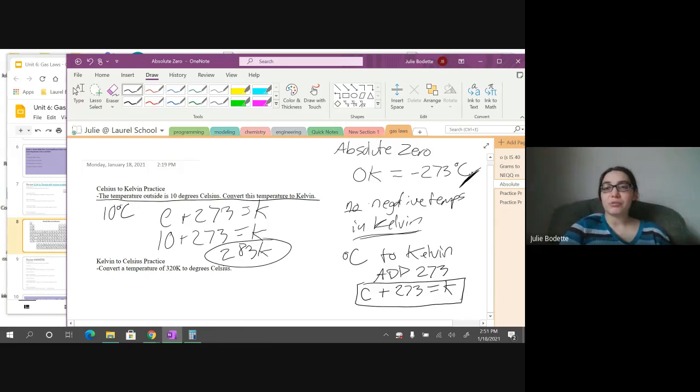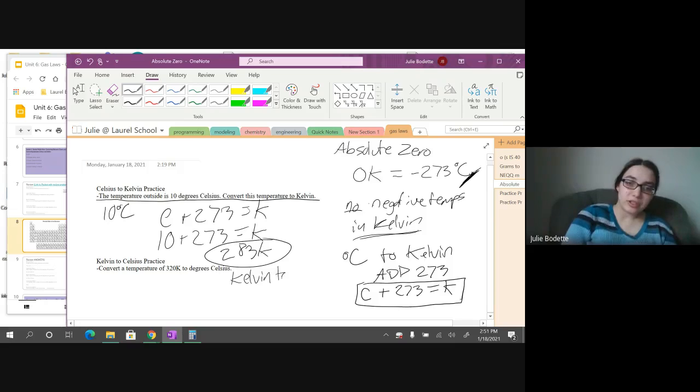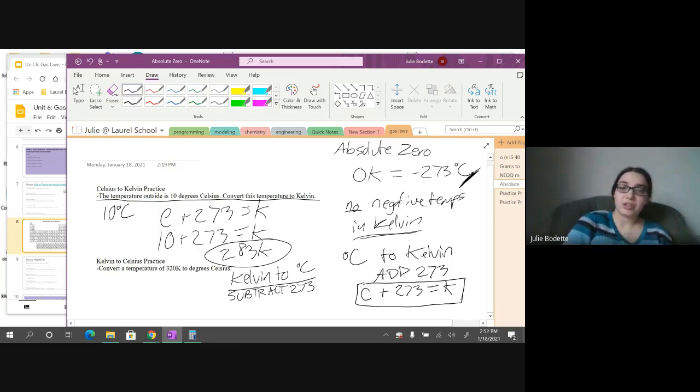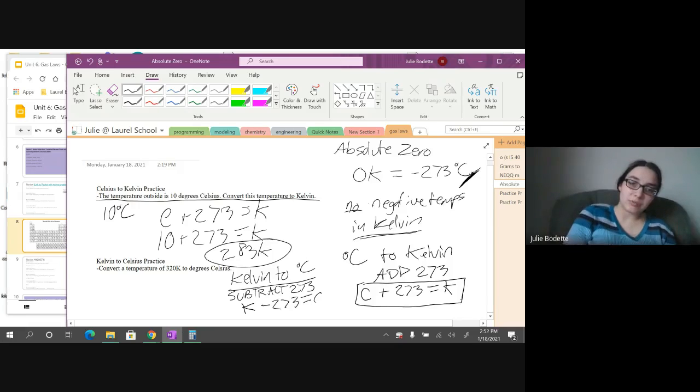So again, if we think about this equation here, just the absolute zero equation, how would you go from Kelvin to Celsius? Well, to go from 0 to negative 273, you would have to subtract 273, right? So you can say Kelvin to degrees Celsius, we are going to subtract 273. Or if we want to write a fancy little algebraic equation here, you're going to take your temperature in Kelvin, subtract 273, and you get your temperature in Celsius.